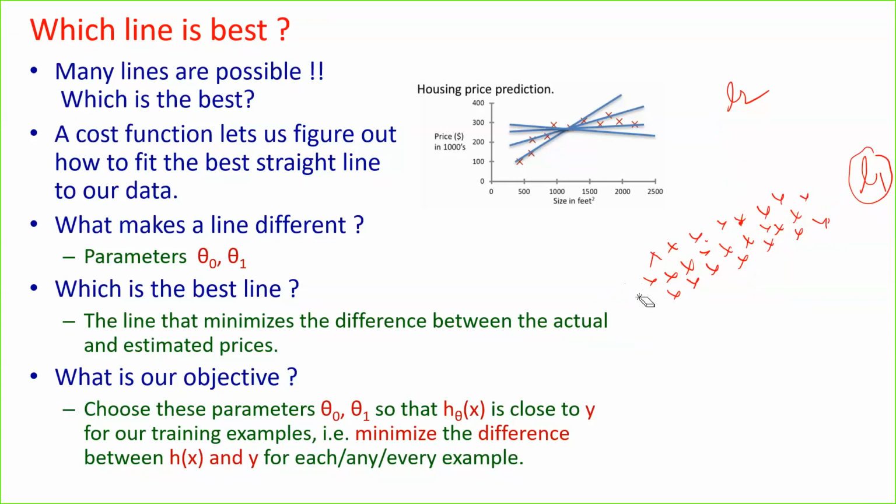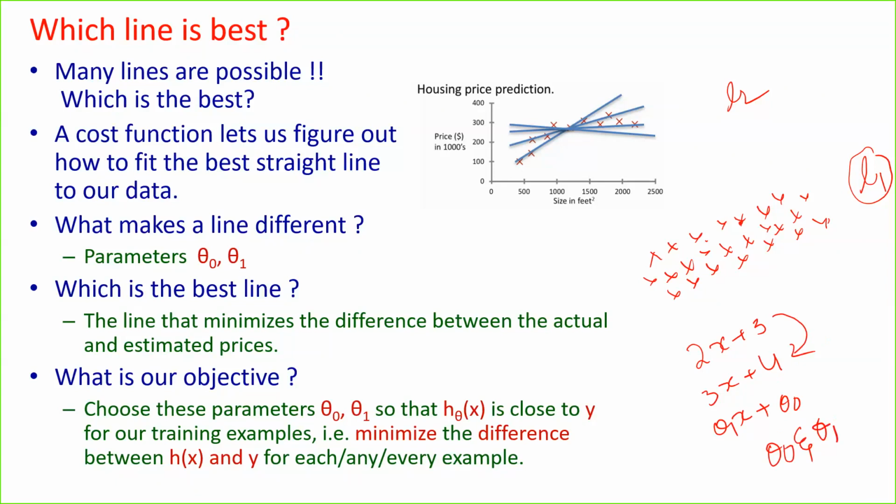The line that minimizes the difference between actual and predicted values is the best line out of all these possibilities. But what makes one line different from another? Let's take two lines, 2x plus 3 and 3x plus 4. The general representation of a line is theta naught plus theta 1 x, right? So what is making this line different from this line? The two parameters, theta naught and theta 1. This is what makes one line different from the other.